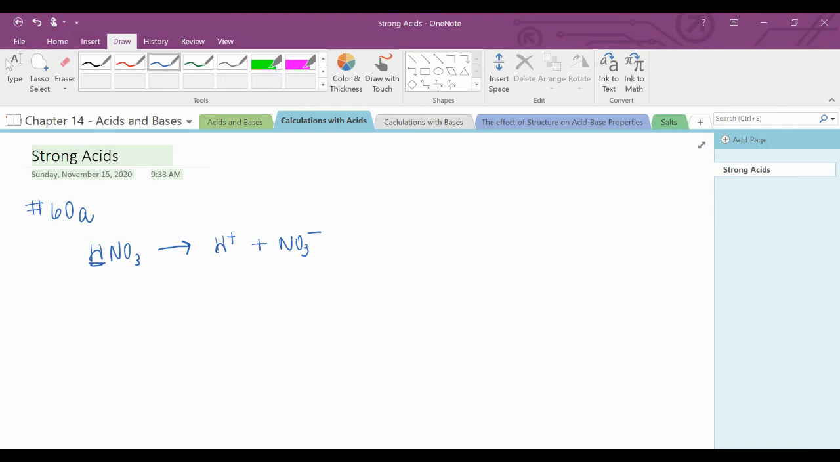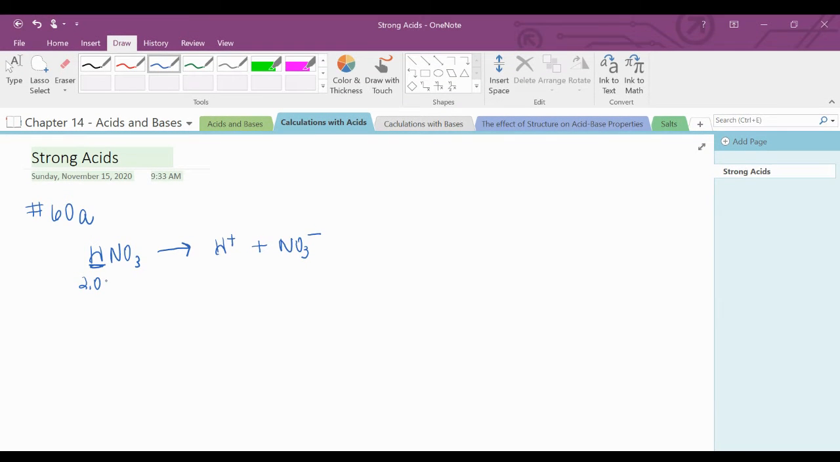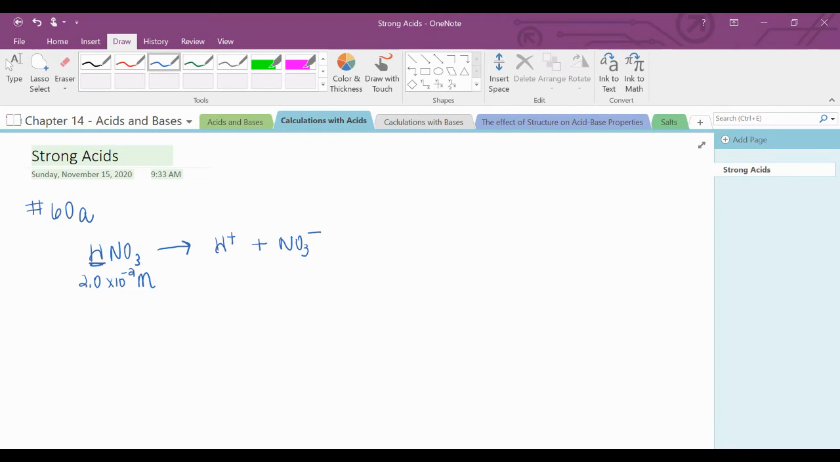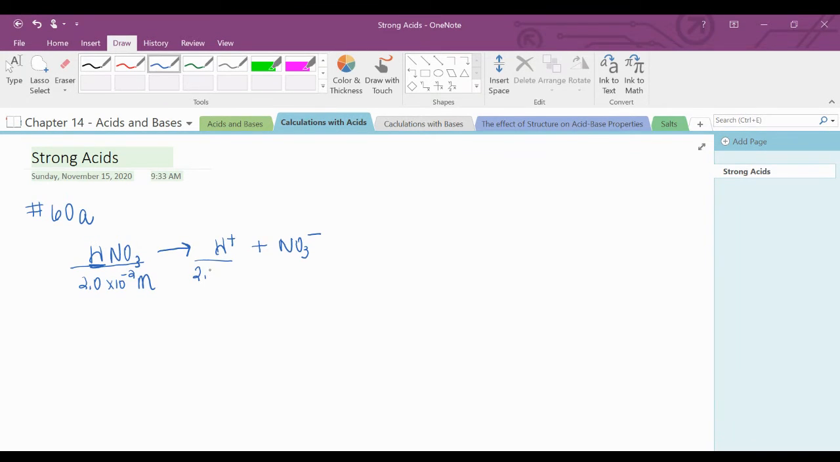And so in 60A, it tells me that the concentration of my acid is 2.0 times 10 to the negative second molar. And if I look, my acid and my hydrogen ion or hydronium are in a 1-to-1 ratio. So this means that the concentration of the hydrogen ion would also be 2 times 10 to the negative second molar.